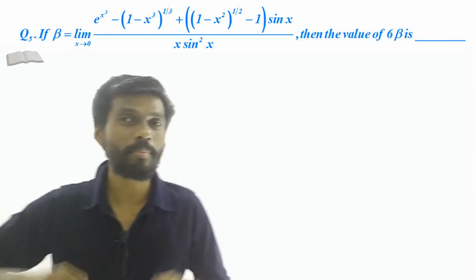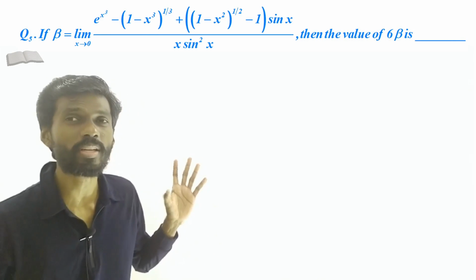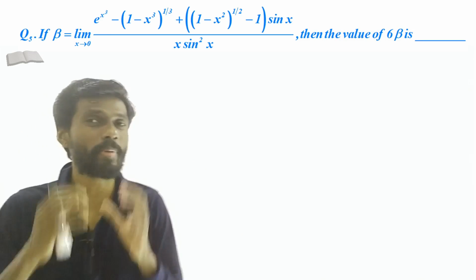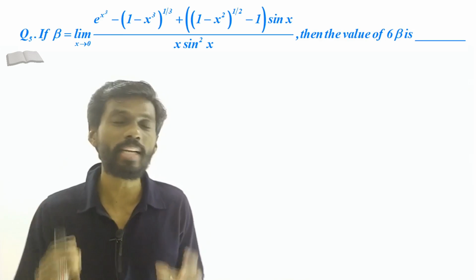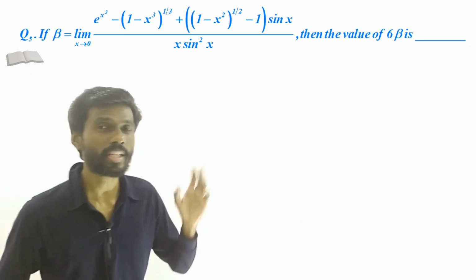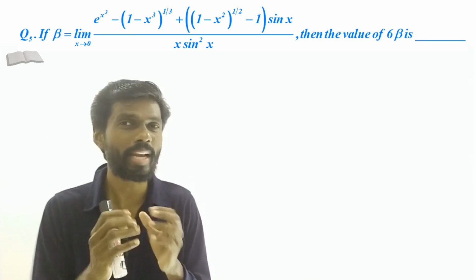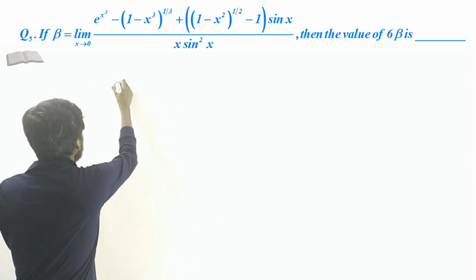Here we need to find some limit, but the expression given here contains different types of functions, like the exponential function and trigonometric function, and some binomial expansion we have to do. But when you have an expression having different types of functions in a limit, we use the series expansion. So let us use the exponential series, trigonometric series, so that all these different types of functions can be converted into one type, like a polynomial expression. So this is the question given. So we have to find this limit.